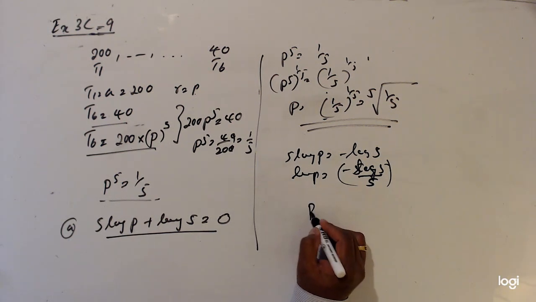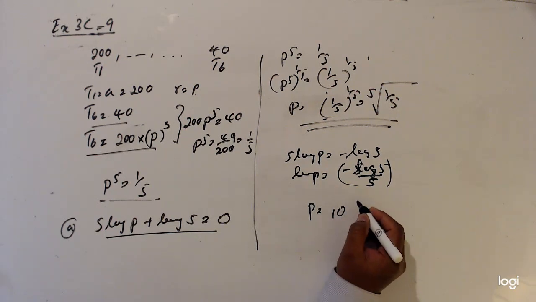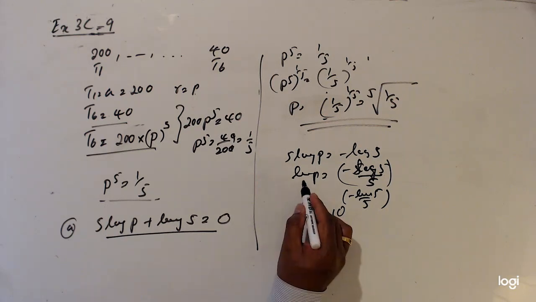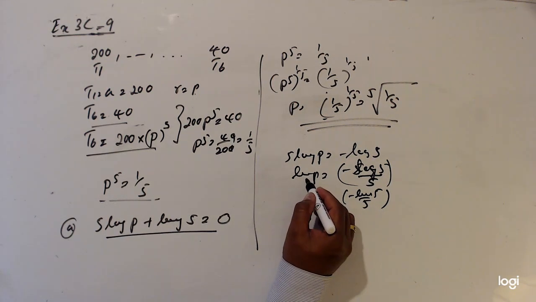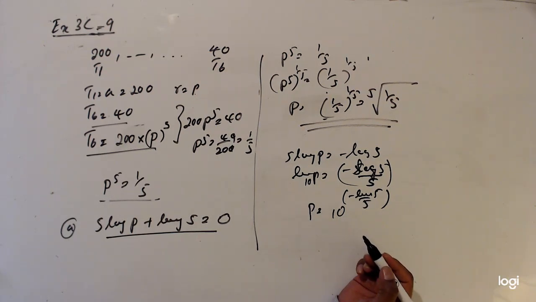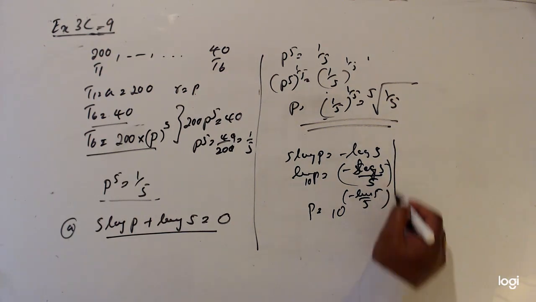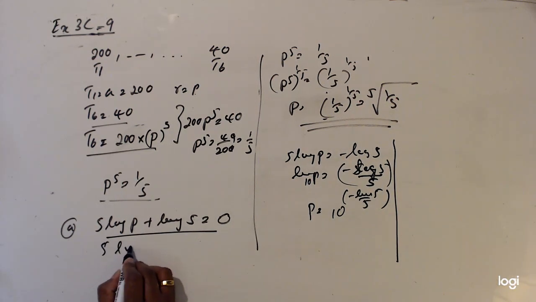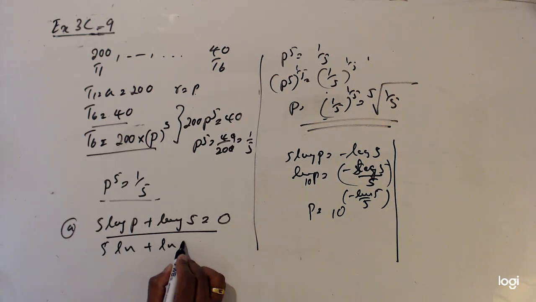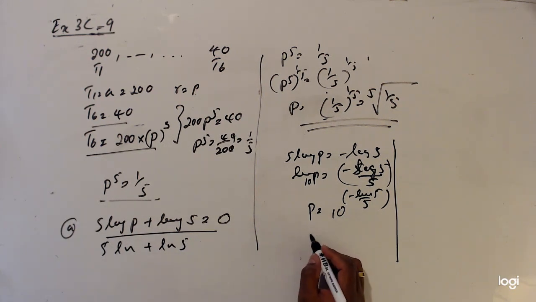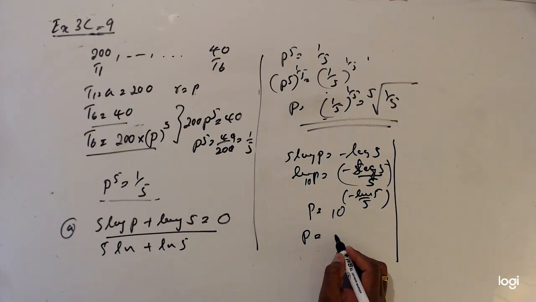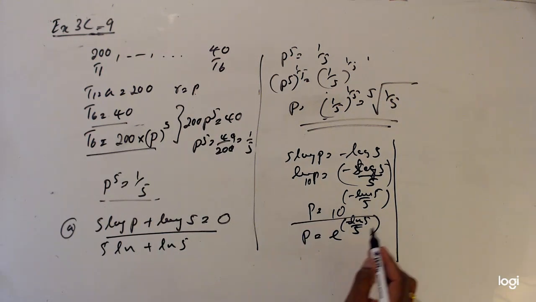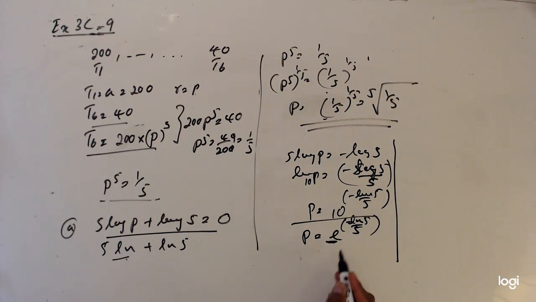And then P equals 10 to the power minus log 5 over 5. I take the log inverse, and since the power is 10, it is base 10. But if you work with a different base, assume this is 5 ln plus ln 5, then this is going to be P equals e to the power minus ln 5 over 5, because ln means the base is e.